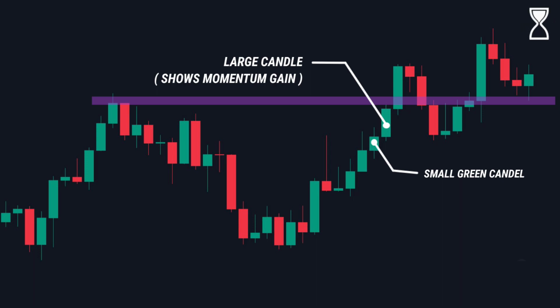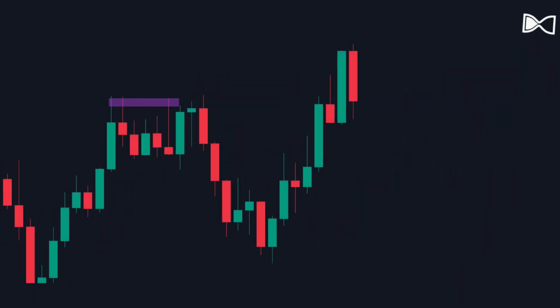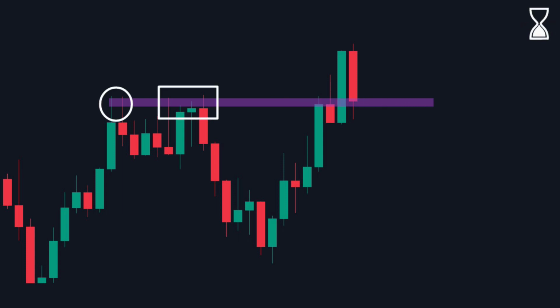So I'll show you this again on another pair. As you can see here, we have a double top, and then price reversed, giving us resistance.